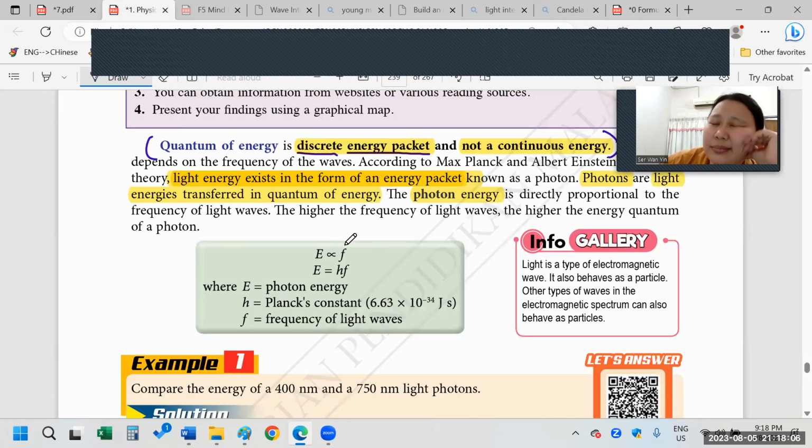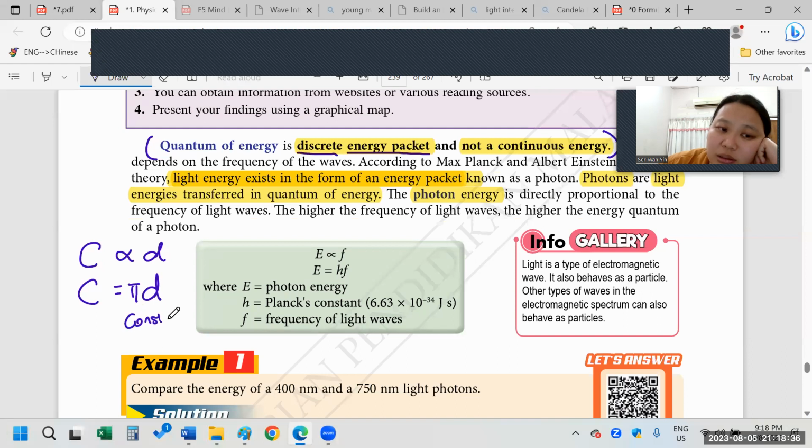So we learn this in maths, right? Like the circumference of the circle is directly proportional to the diameter. When we change directly proportional to the equal sign, then we can make it as pi. Pi is what? Pi is a fixed number, or we say it is a constant. So it makes a ratio. So C over D is pi, a ratio.